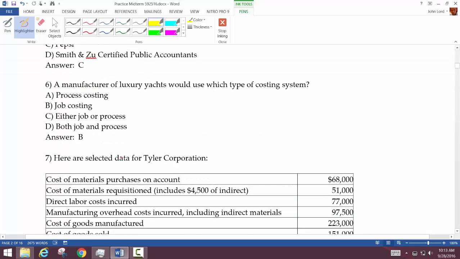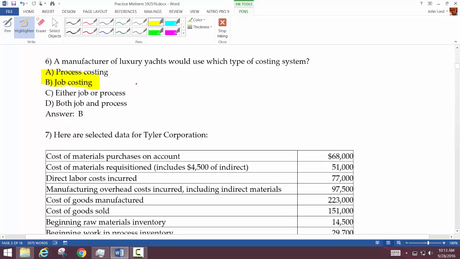Item number 6, a manufacturer of luxury yachts, and we did this one, right, is going to use what? Job costing. This is not the canoes, guys. This is what? This is a luxury yacht, so it's going to use job order. Okay?